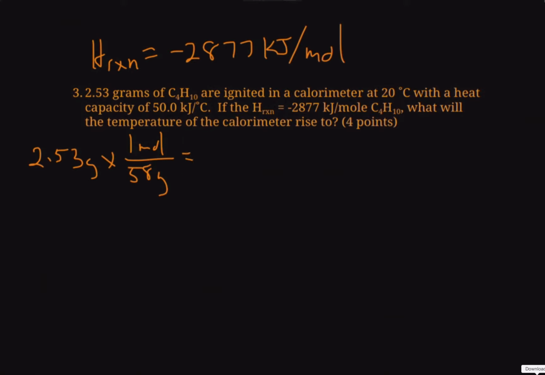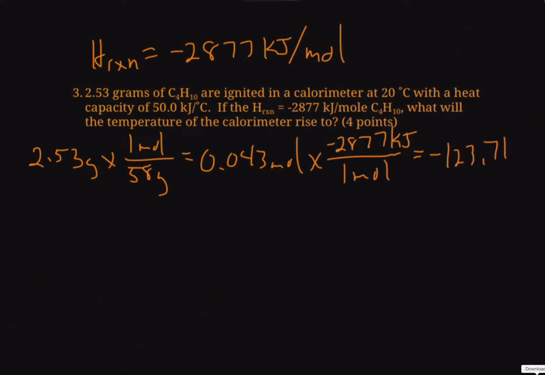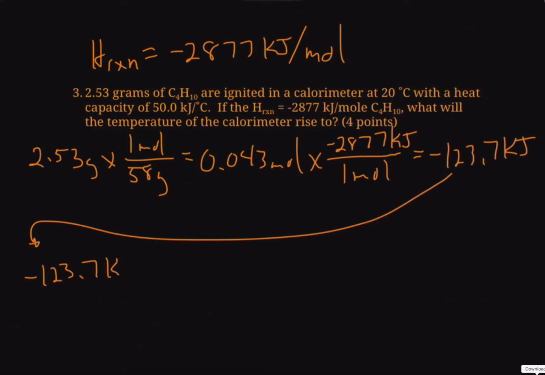That gives me 0.043 moles times the heat of the reaction, which is negative 2877 kilojoules per 1 mole, which means we have 123.7 kilojoules that should be produced. So take that number down to here, and we multiply the amount of energy released by the reaction, 123 kilojoules, by the heat capacity, which is for every degree Celsius you need 50 kilojoules.